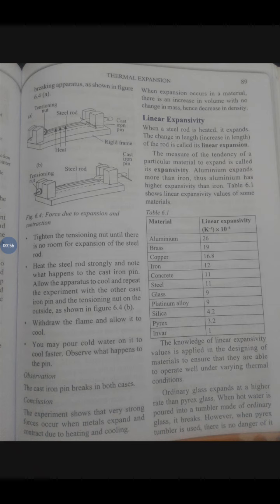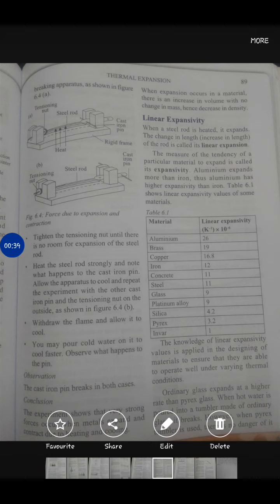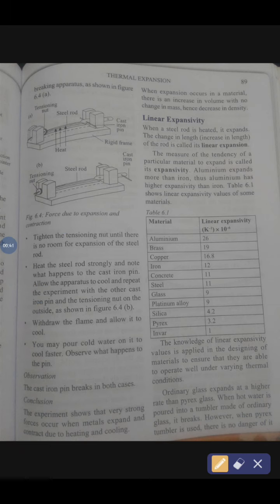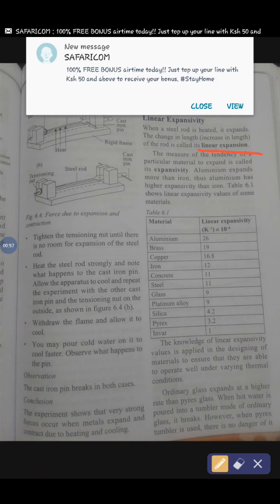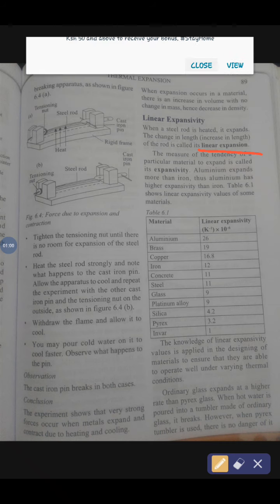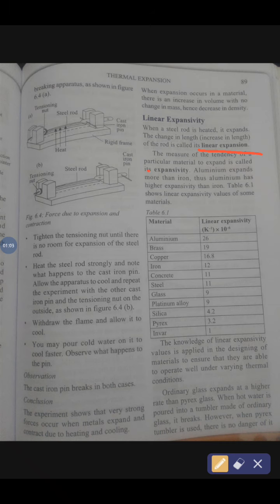Now, when you heat a particular material, like take for example, you heat a rod, the rod will increase in length. That increase in length is known as linear expansion. But the tendency, how easy it is for a particular material to increase in length, that is what we call expansivity. So expansivity means the measure of the tendency of a particular material to expand. That is what we call linear expansivity.